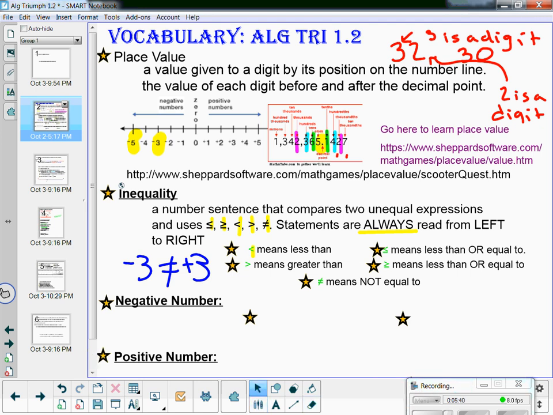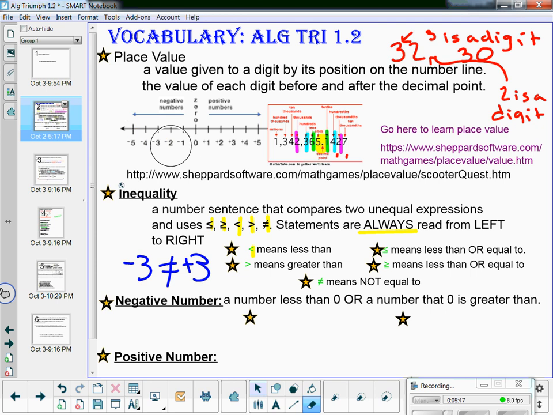Our next vocabulary is a negative number. You've talked about these before. It's simply a number less than 0 or a number 0 is greater than. Go up to your number line. All of these numbers to the left of 0 are negative. Why? Because they are less than 0. 0, on the other hand, is bigger than all negative numbers. Why? Because 0 is greater than negative numbers.